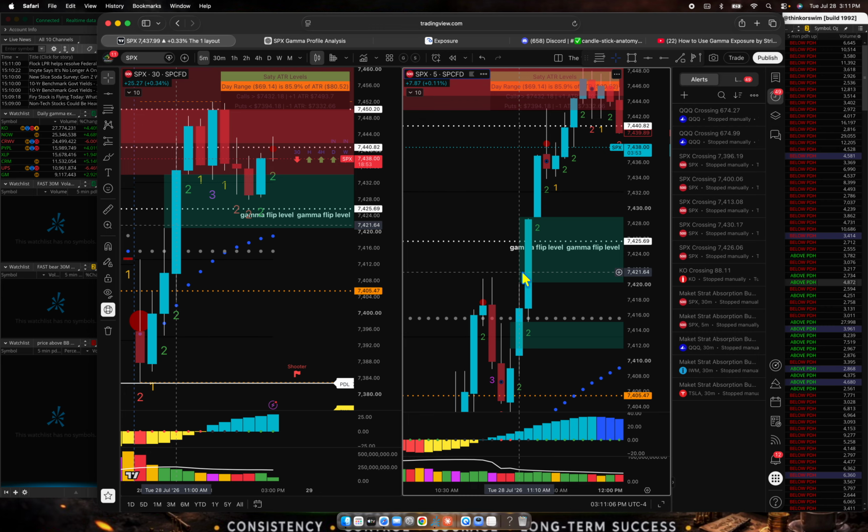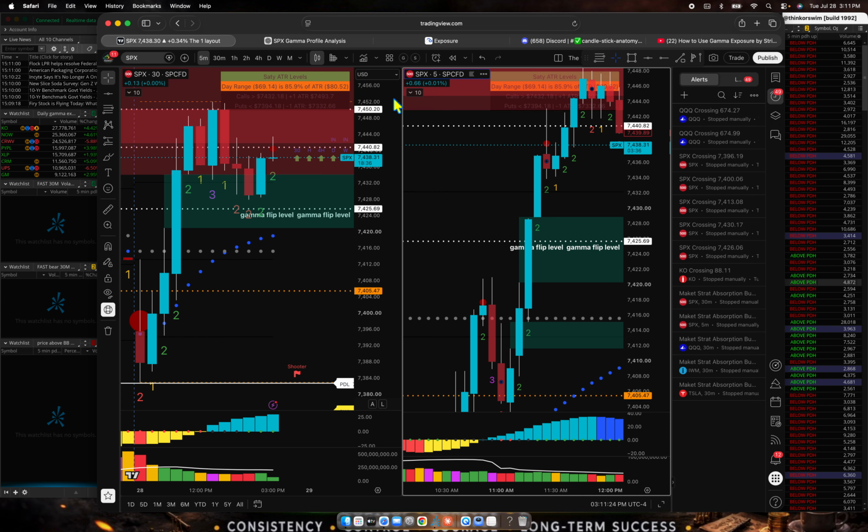Okay. This works on not just SPX, not just QQQ, IWM, Meta, Apple, Tesla. I have a lot of different tickers that you can actually utilize this on. It's not just on the ETFs.